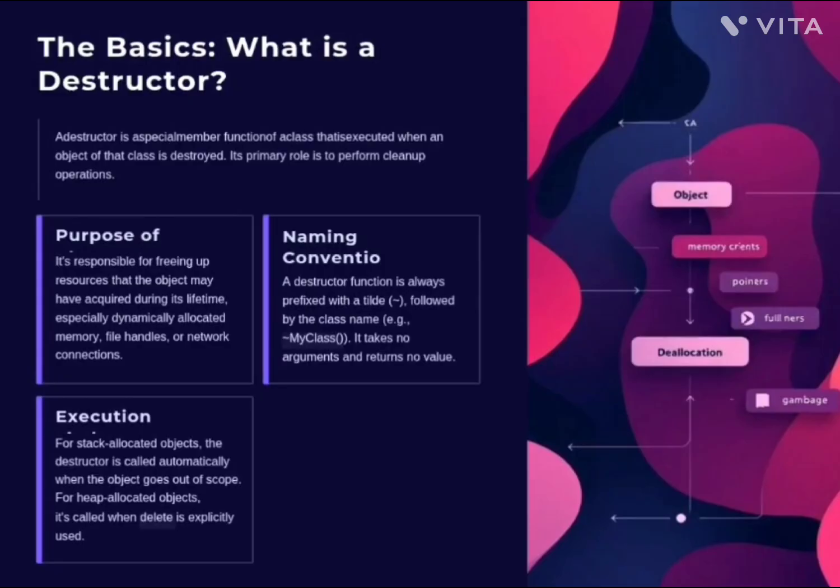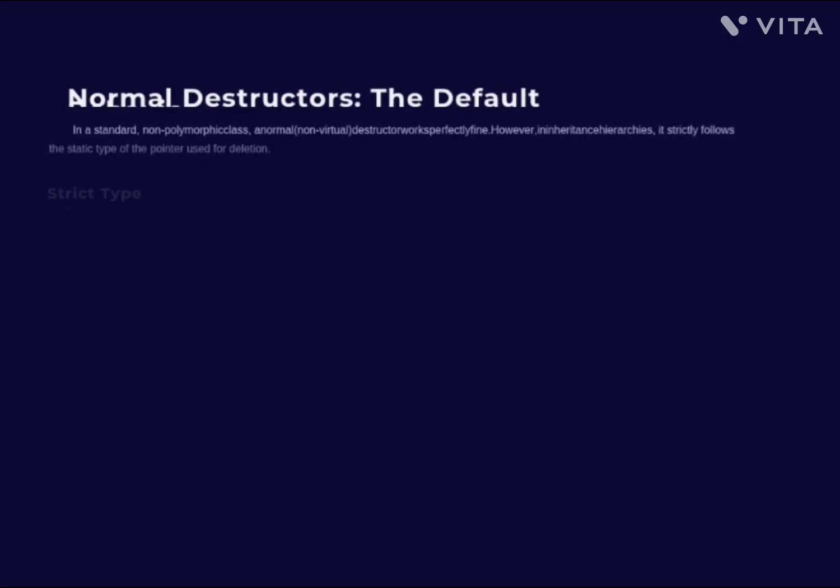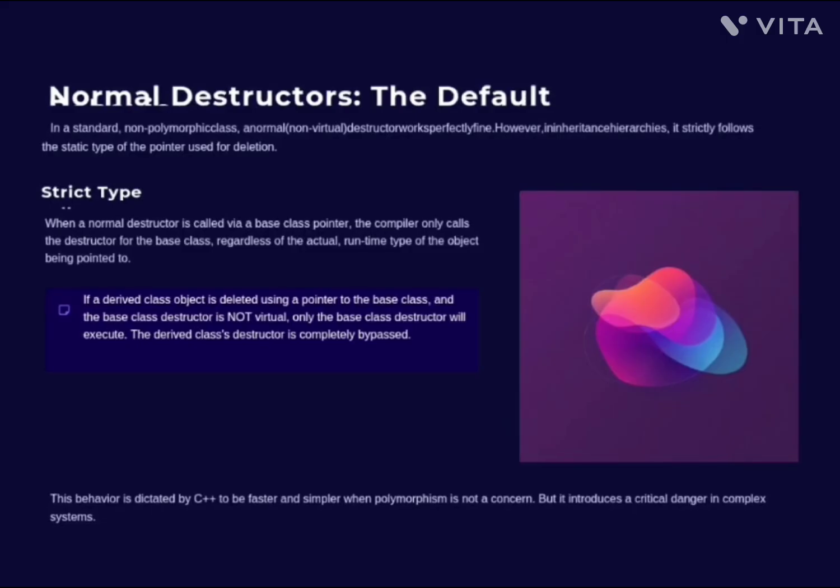Naming convention. A destructor function is always prefixed with a tilde symbol, followed by the class name, e.g., ~MyClass. It takes no arguments and returns no value. Execution timing. For stack allocated objects, the destructor is called automatically when the object goes out of scope.